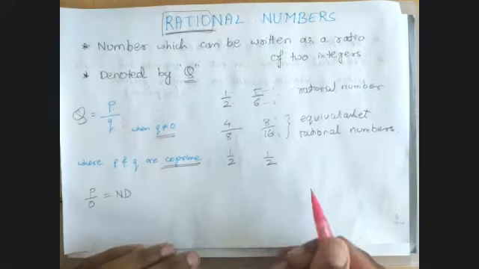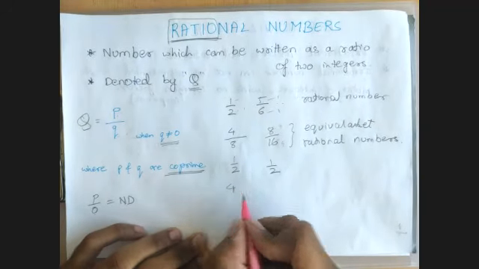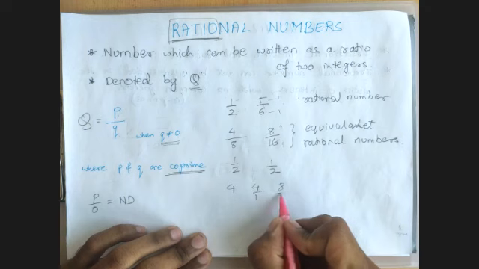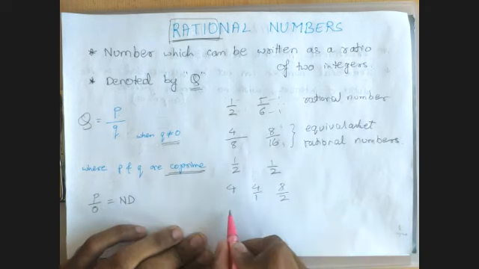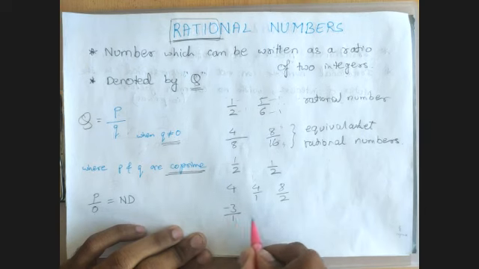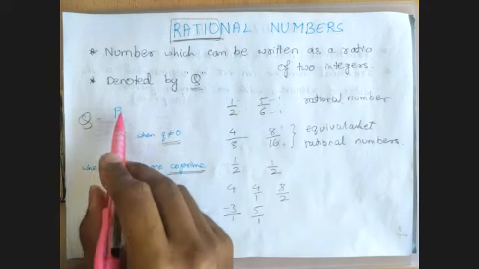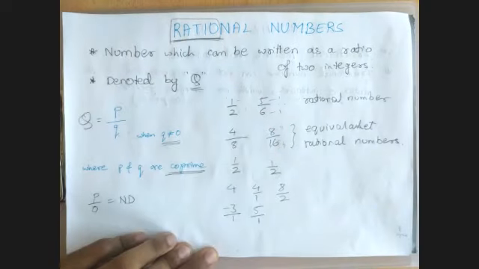Any integer can be expressed in the form of a rational number. So let us take 4. 4 can be expressed as 4 by 1 or 8 by 2, something like this. So 4 is a rational number. Minus 3 can be expressed as minus 3 by 1. 5 can be expressed as 5 by 1. So all these numbers can be expressed in the form of p by q, that means an integer divided by an integer. So all integers are rational numbers.